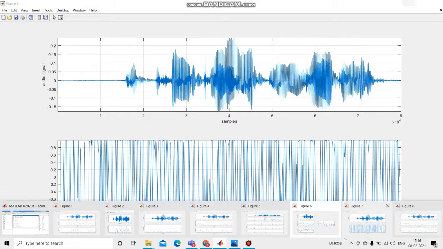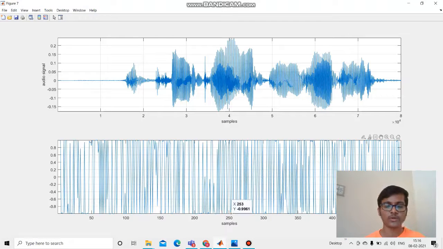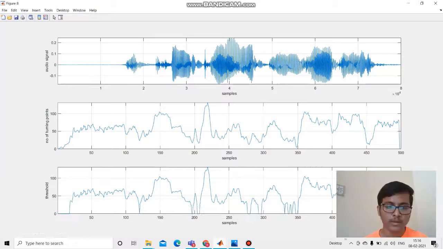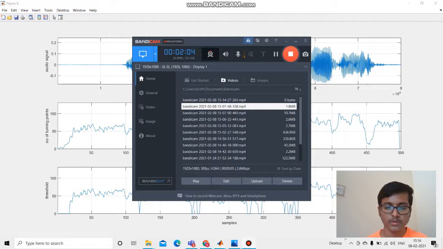And next, this is the autocorrelation of two signals X and Y, and the cross correlation coefficient of two signals X and Y. Next, this is the number of turning points graph for the taken audio signal, and this is the threshold graph for the turning points graph. Thank you.